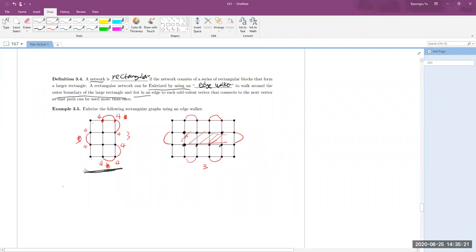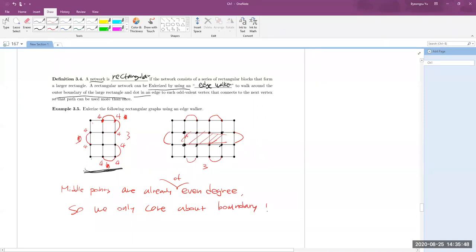So one thing you need to remember is that the middle points are already of even degrees, so we only care about the boundary points, right? That's the point for rectangular cases. Okay. Do you have any questions? Great.